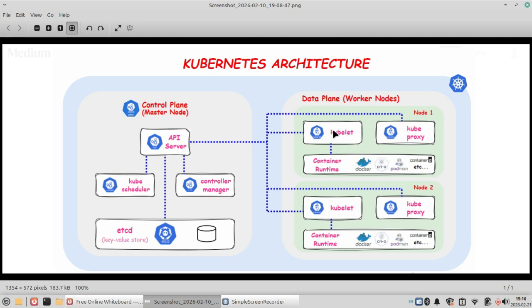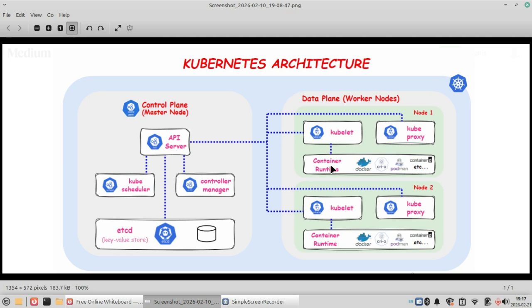All right, so the kubelet is responsible for talking to the API server. So what happens is that the kubelet receives instructions, and maybe the instruction can be to start a container on that particular node. All right, so the kubelet is responsible for taking instructions, and it takes these instructions from the API server.